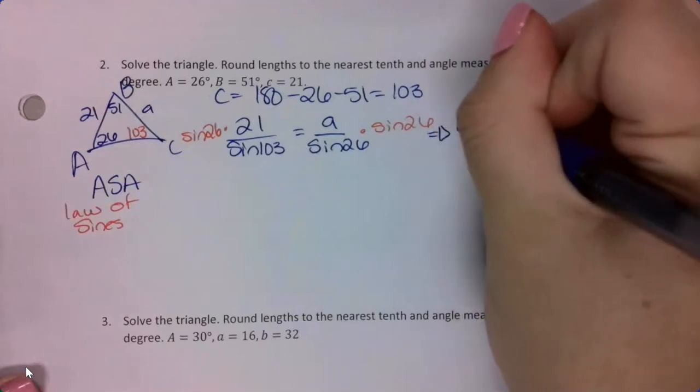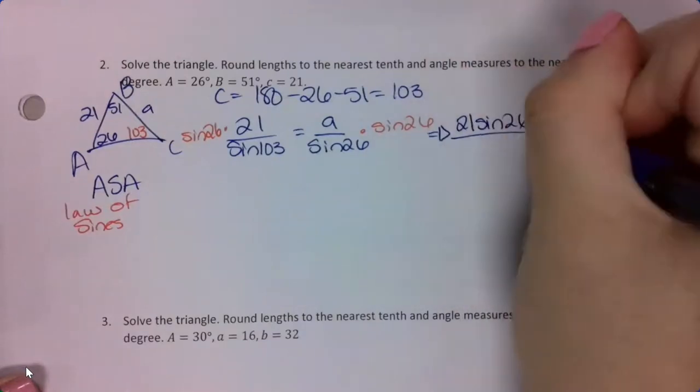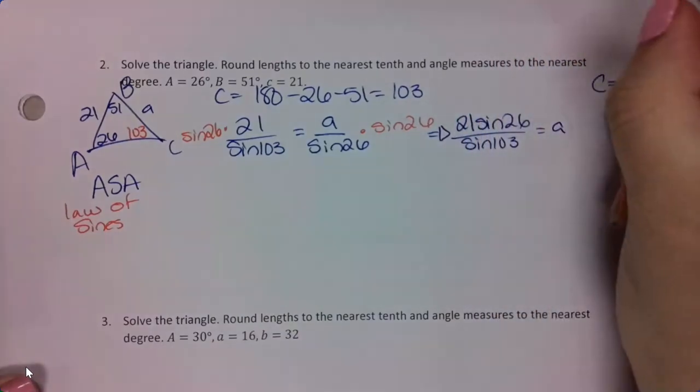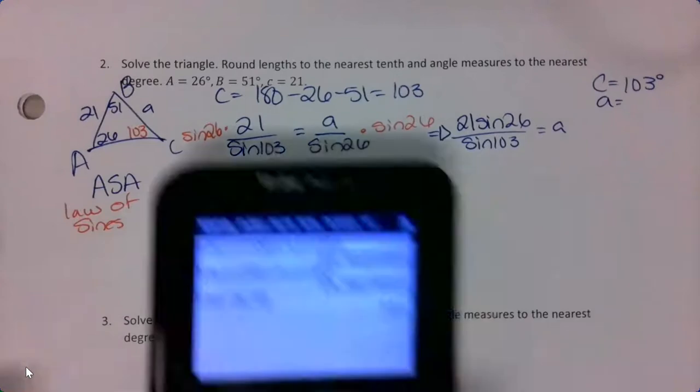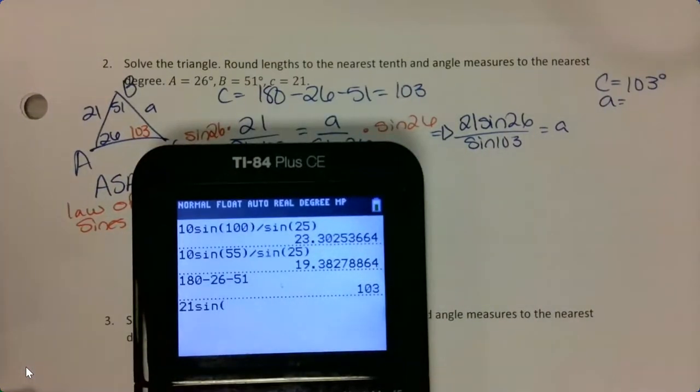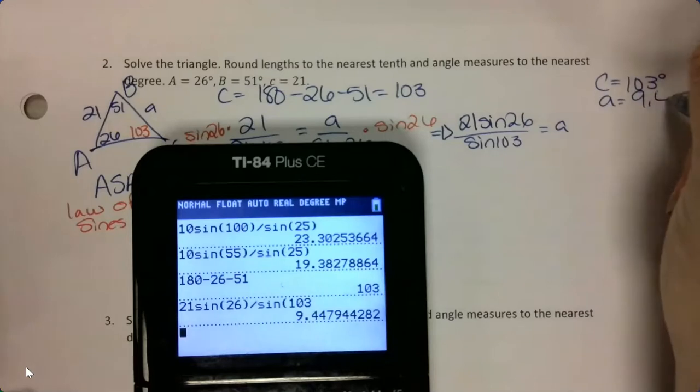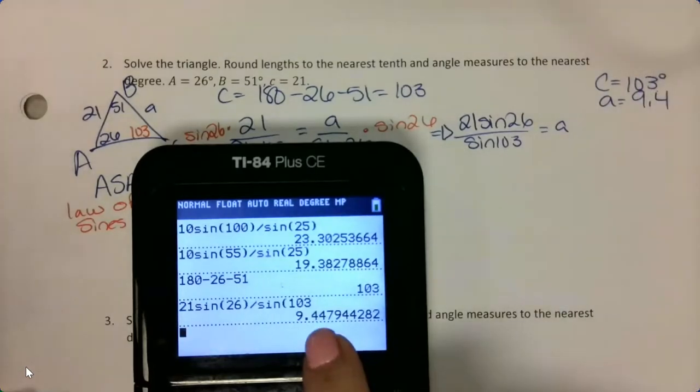This is going to give me 21 sine of 26 over sine of 103 equals A. I'm going to go ahead and type that into the calculator. This gets me 9.4, because that number after the first 4 is another 4.